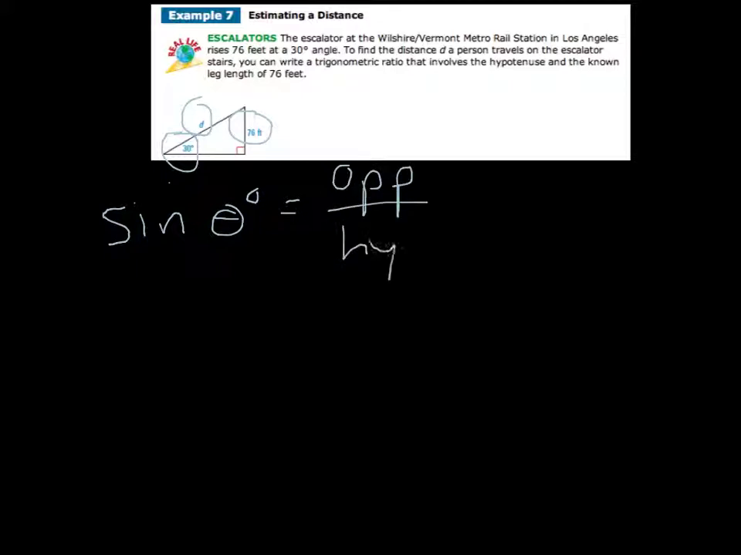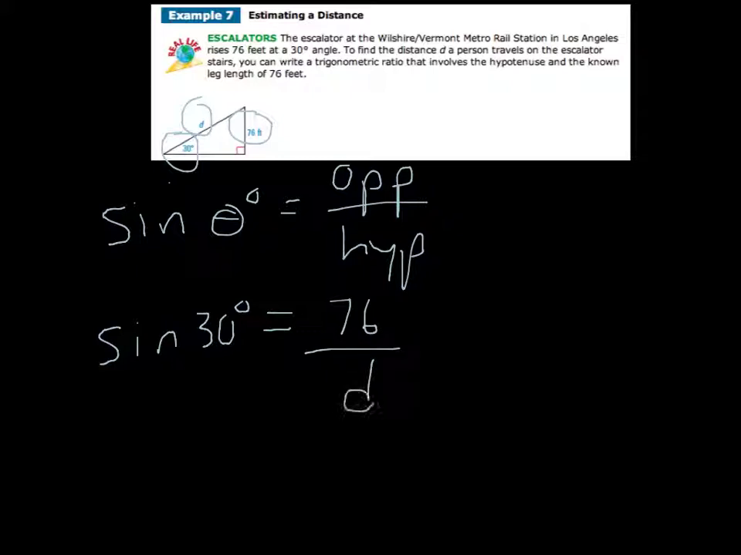The escalator at the Wilshire, Vermont Metro Rail Station in Los Angeles rises 76 feet at an angle of 30 degrees. What we'd like to know is the distance a person travels as they're on the escalator. Riveting information. So what do we have here? A given angle, a hypotenuse, and an opposite side. Sounds like sine of theta is equal to opposite over hypotenuse. So the sine of 30 degrees is equal to 76 over, I don't know.